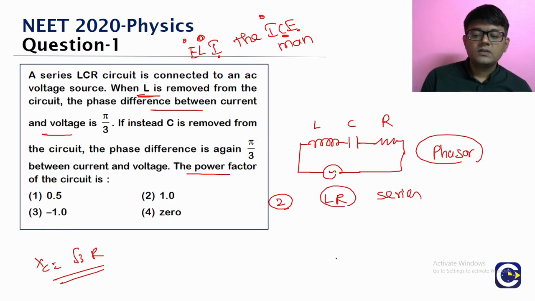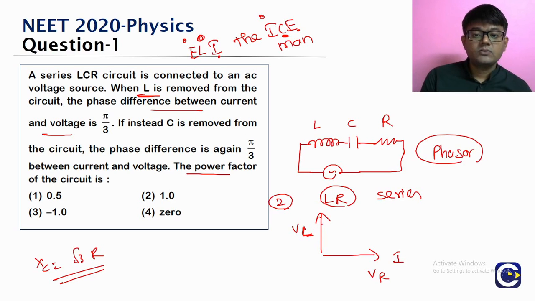Again, if you take the current to be along the x-axis, the voltage across the resistor will be in the same phase. But what about the voltage across the inductor? The inductor voltage will be leading the current by pi by 2. In the case of a capacitor, voltage will be lagging behind the current by pi by 2.